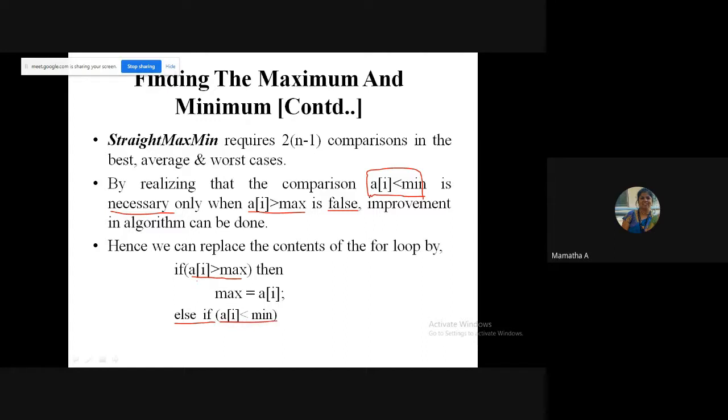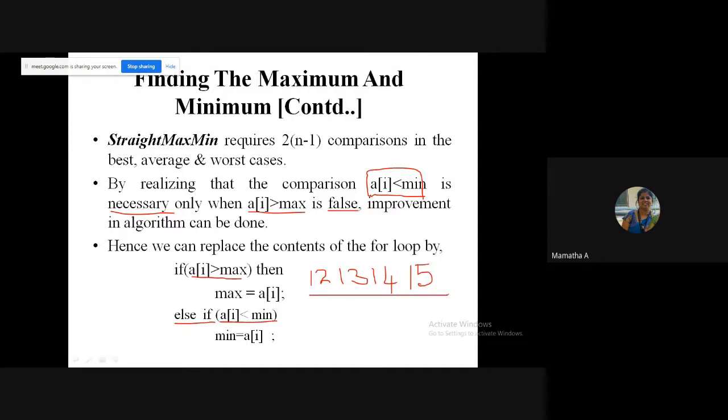Why should I compare? Because A of I cannot be both max and min. It can be either max or min. So I will make these changes. By making these changes, your number of comparisons will be reduced in the best case and worst case. Say for example, my best case input is ascending order. Tell me how many comparisons my algorithm will take in such a case.